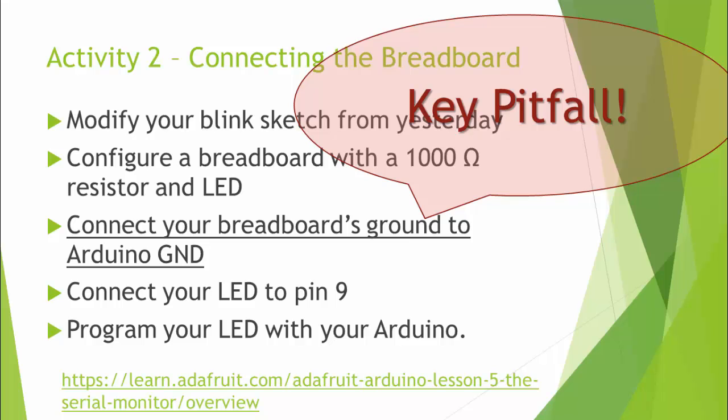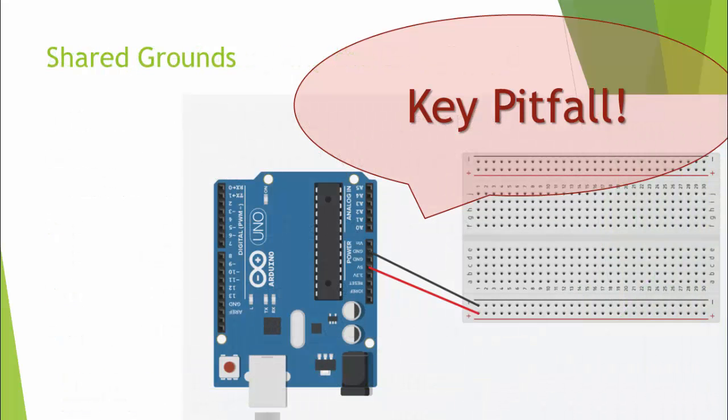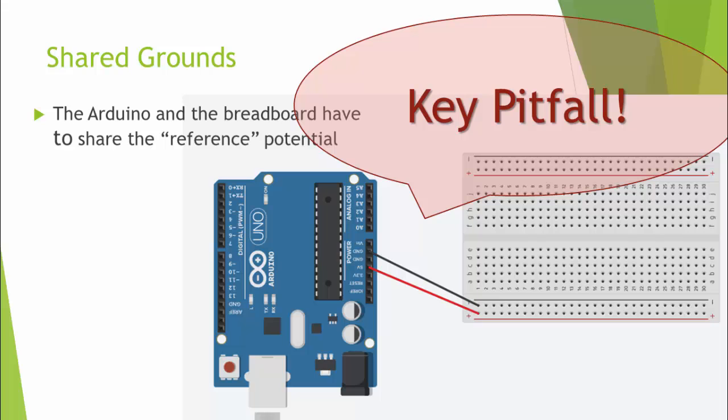Now, this leads us to a key concept. Remember that you need to ground your breadboard and your Arduino. They need a shared ground. Many students will forget that ground and wonder why they're not getting any results. So you've got to remember this connection right here. The Arduino and the breadboard sharing the reference potential. In many cases, you won't bother sending 5 volts across to the breadboard from the Arduino, but you've got to have this ground. You have to have the reference potential.